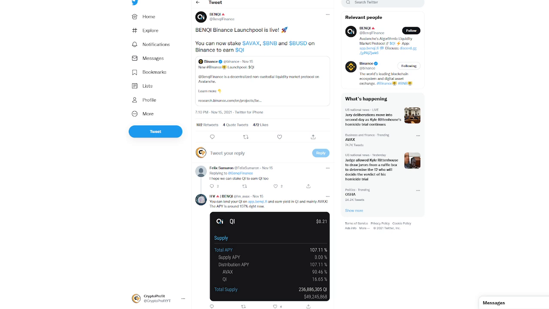We have next, BenQi Binance Launch Pool is live, and you can now stake AVAX, BNB, and BUSD on Binance to earn QI. So cool, cool, cool. All around the board, we're continuing to see more great utility provided. Avalanche is going to continue to do big things in this next couple of months. So keep an eye out.